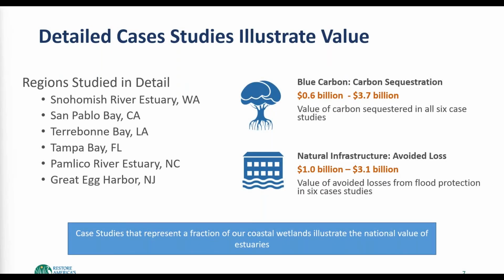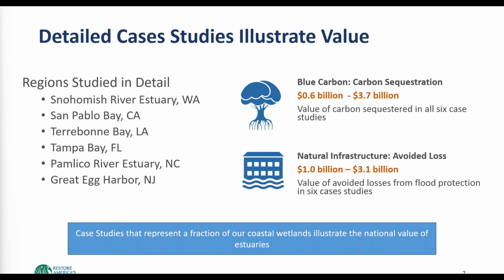Okay, that's the national scale. Now we try to take on putting dollar figures on ecosystem services. That's a massive undertaking, and there's a lot of groundbreaking work to try and get to that point. So the way that we decided to approach this was to choose 6 case studies from around the country, 2 on the West Coast, 2 on the East Coast, 2 on the Gulf Coast, and break down some of the services that they provide. We focused on blue carbon and on natural infrastructure.